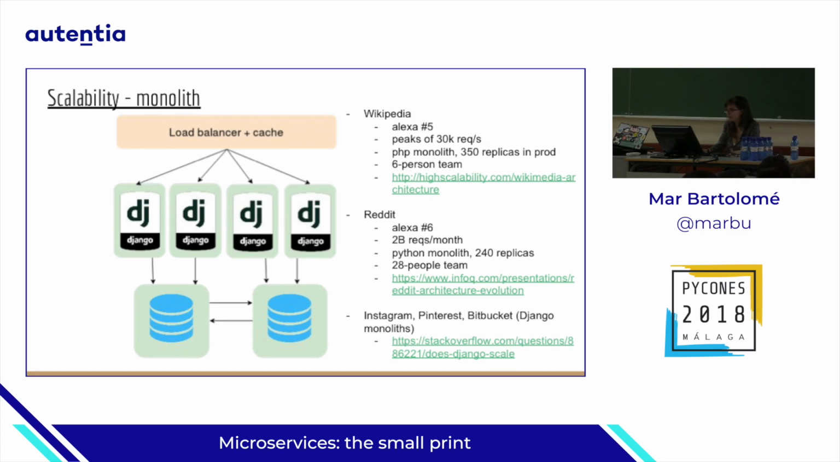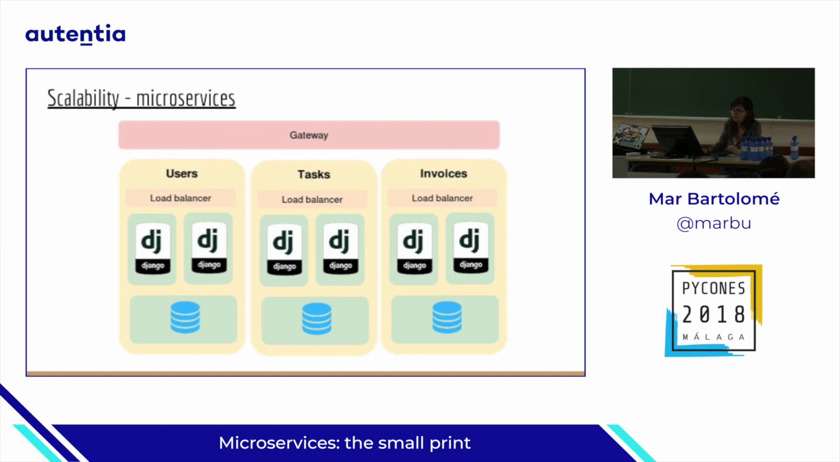Reddit is a Python monolith running on 240 replicas in production, also run by a small team. Instagram, Pinterest, and Bitbucket are Django monoliths too. Let's see how we would scale microservices. Basically, it's the same way you would scale N monoliths.